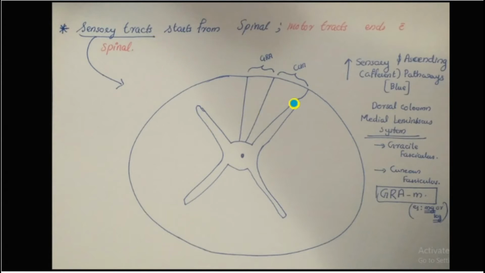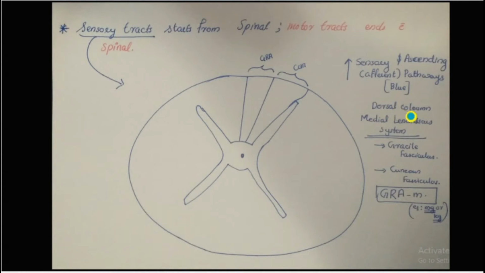sensory tracts. If we consider the medulla, the tracts going to the medulla are located in the dorsal horn and also in the anterior position. So sensory tracts start from the word spinal. So sensory and ascending pathways, which I drew in blue color.